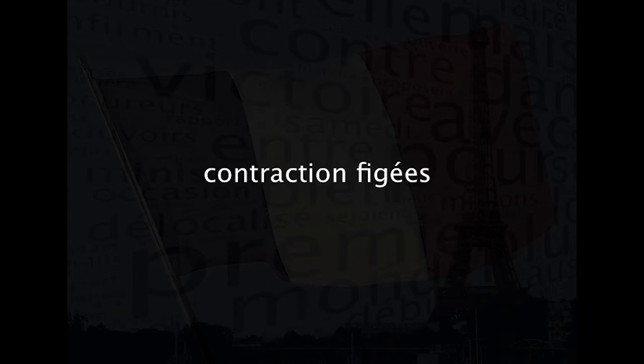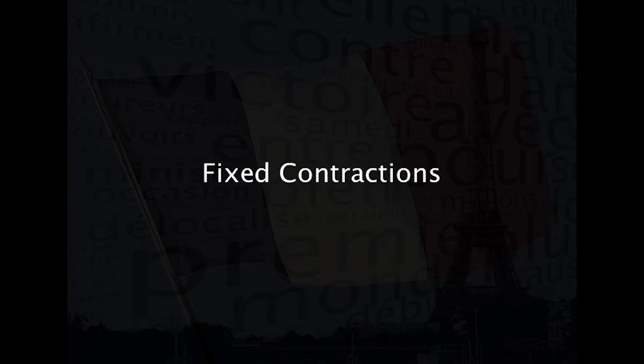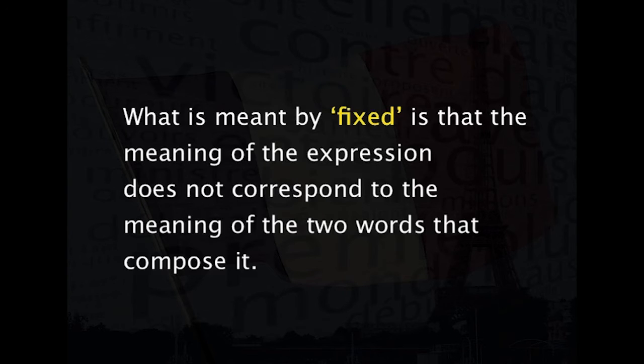The third group of contractions is known as contraction figée in French. In English, this term translates as fixed contractions. What is meant by fixed is that the meaning of the expressions does not correspond to the meaning of the two words that compose it. Moreover, under no circumstances can these two words be adjacently placed, because it would be grammatically incorrect.